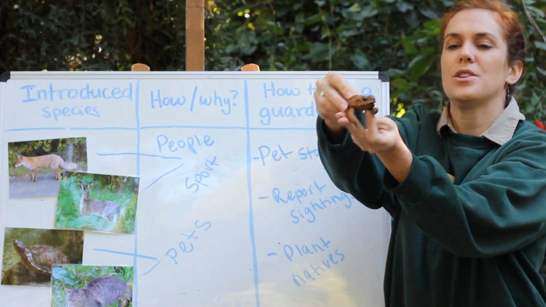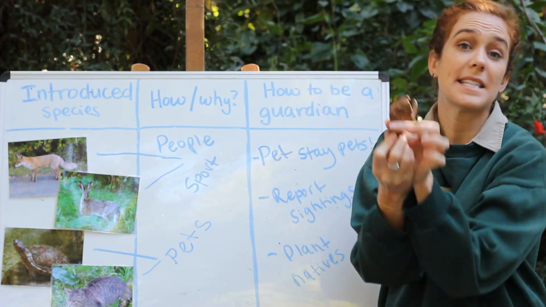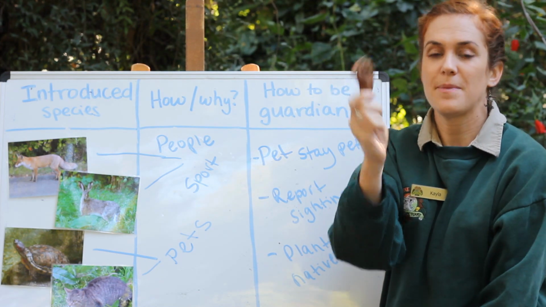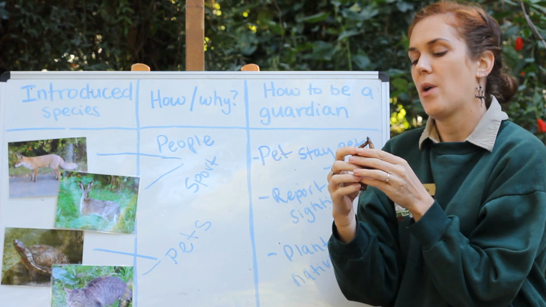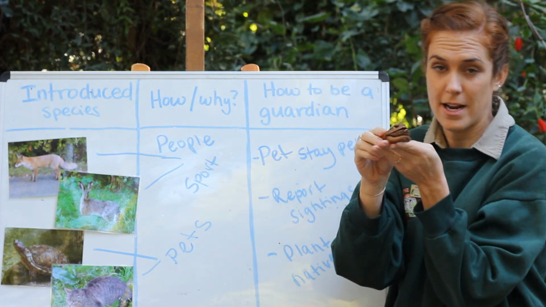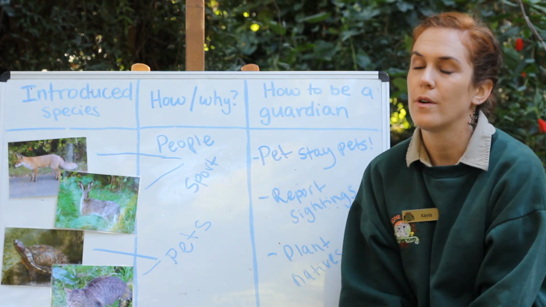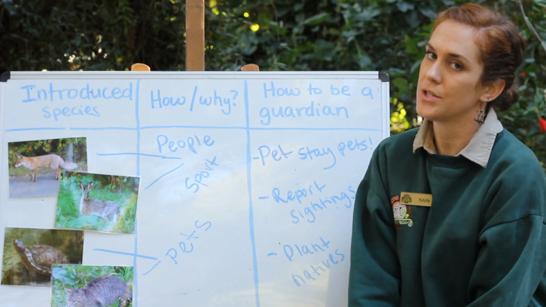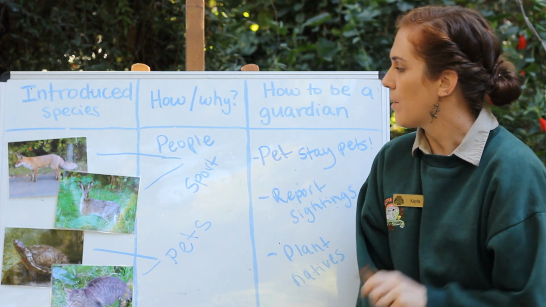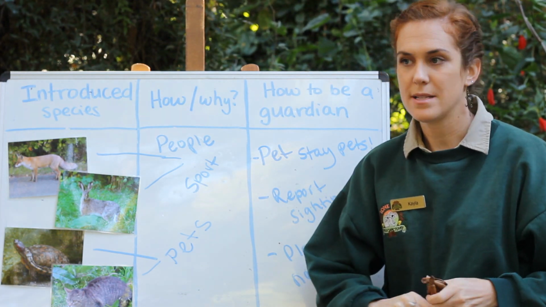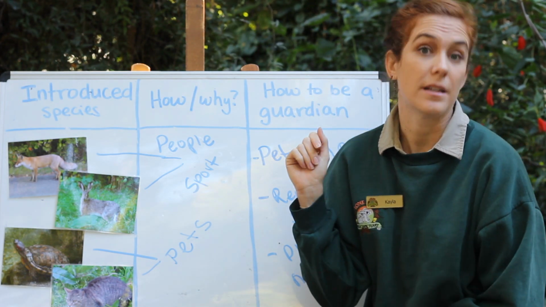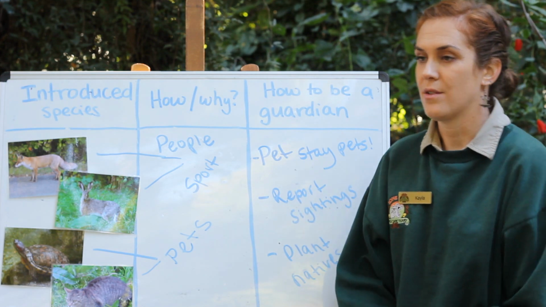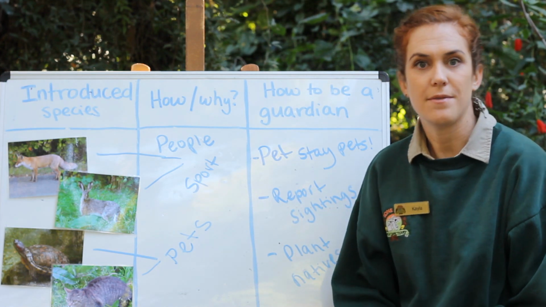Don't know if you can see it too well, but this is the skin, just the skin, of something called a cane toad. Now, cane toads are originally from Central America, and they were brought over for a really silly reason. Their story is a bit silly. They were brought over by people because there was this little beetle that was eating the sugarcane fields in Queensland. And the farmers thought, oh, we've got to get rid of these beetles.